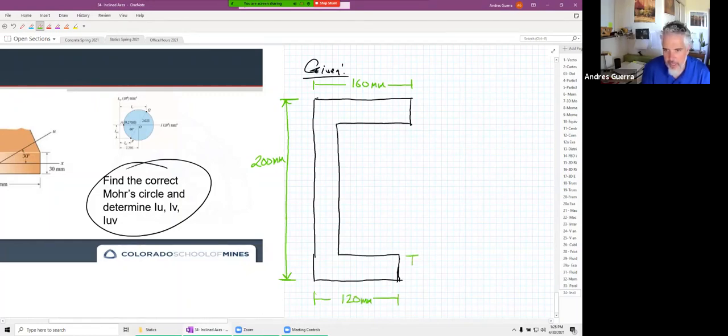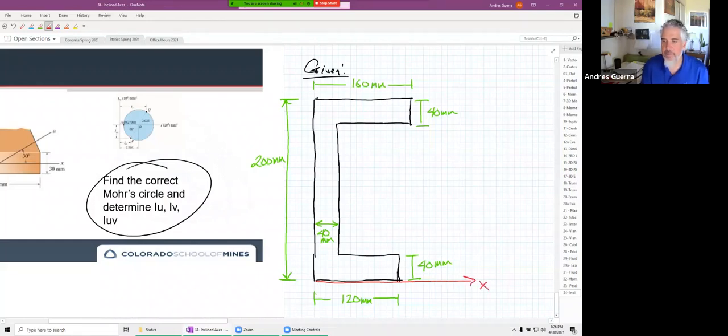The height of this segment here is 40 millimeters. Same with this segment up here, 40 millimeters. And the thickness of this piece in here is also equal to 40 millimeters. So that gives us all those dimensions. They also tell us where the X and the Y axis is located.